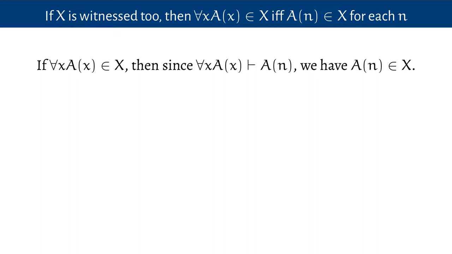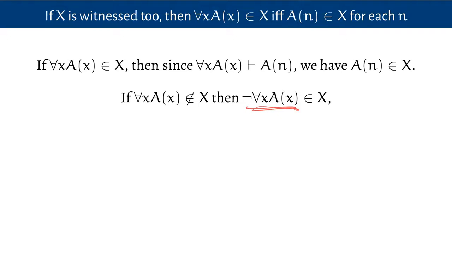if and only if each instance is in the set. Well, if the universally quantified formula is in the set, since I can prove the instance from it just using universal quantifier elimination, the instance is in the set too, because again, maximal consistent sets are closed under consequence. On the other hand, if the universally quantified formula isn't in the set, then by maximal consistency, its negation is in the set. It's not too hard to show that.